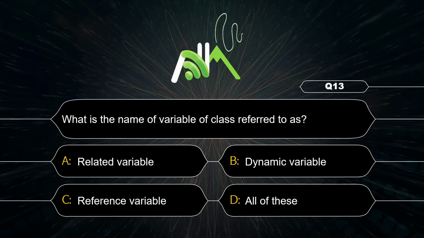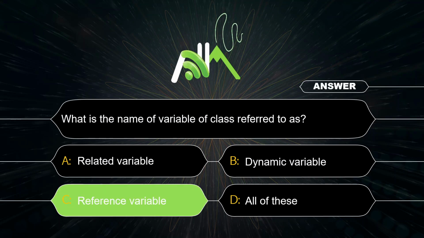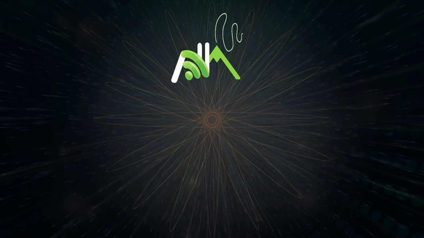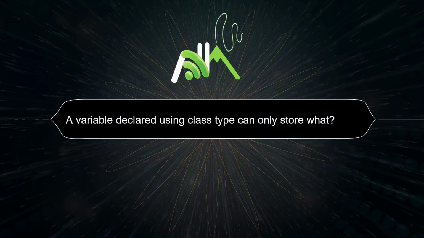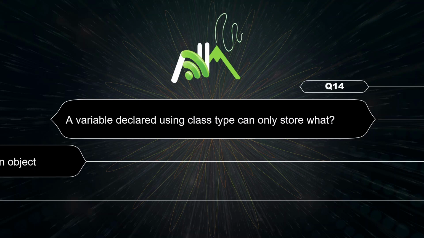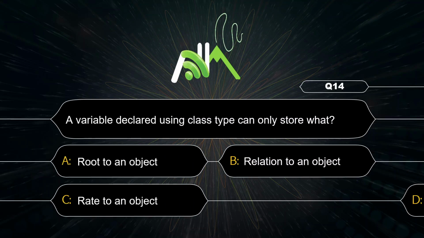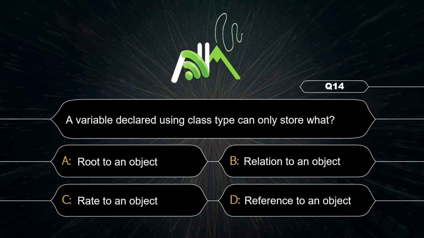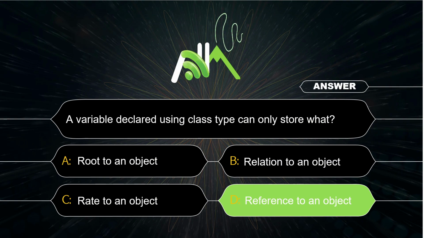What is the name of a variable of a class referred to as? Here, a variable declared using class type is a reference variable. Just as we saw, R1 is a variable that holds the memory address of an object. So the correct answer is C. So a variable declared using class type can store what? It stores a reference to an object. Option D.